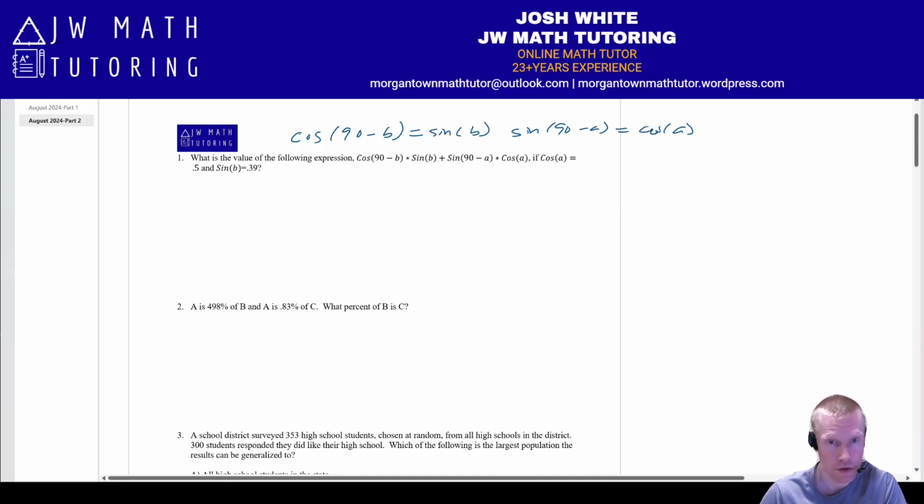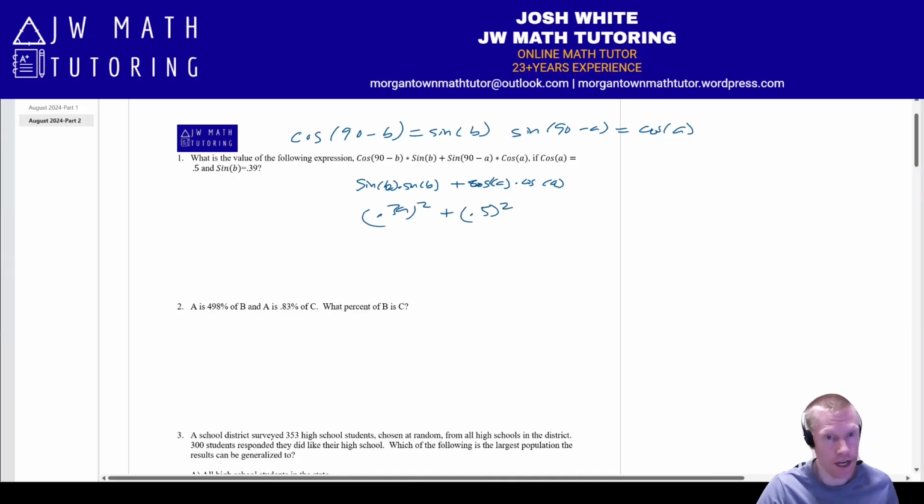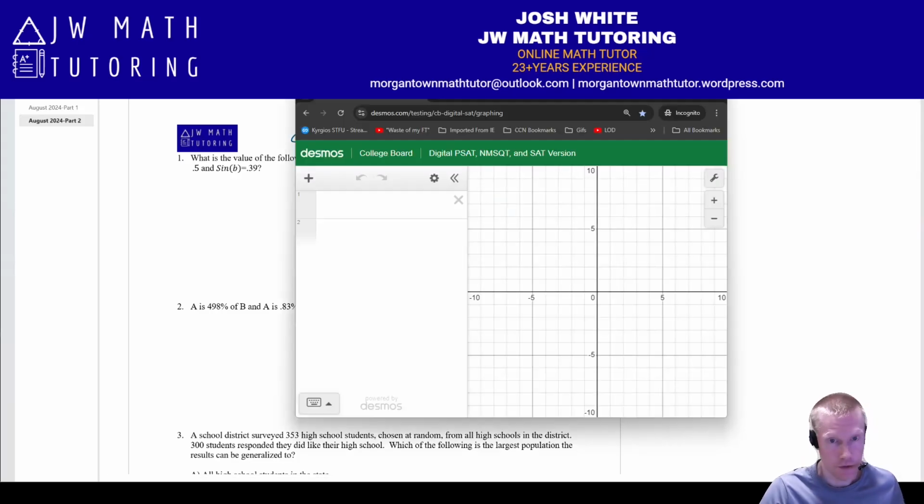So if you just substitute those two things in, all you end up with here is sine of B times sine of B plus cosine of A times cosine of A. So this is just sine B, which is 0.39, squared, plus cosine A, which is 0.5, squared. And you just go to the calculator and add those together.